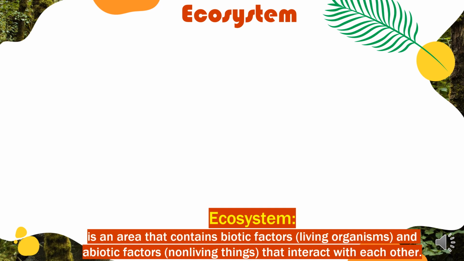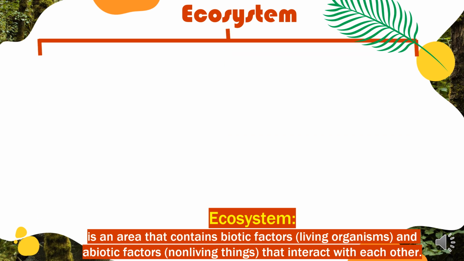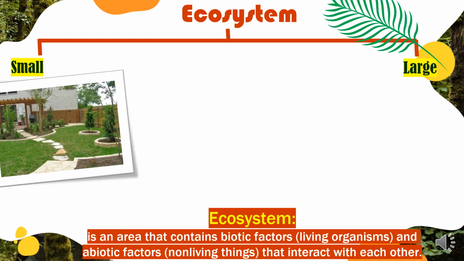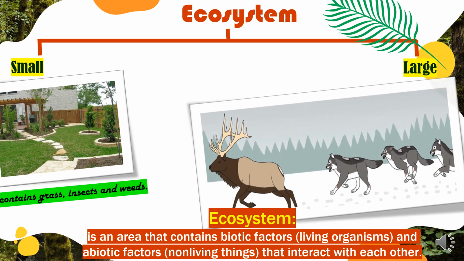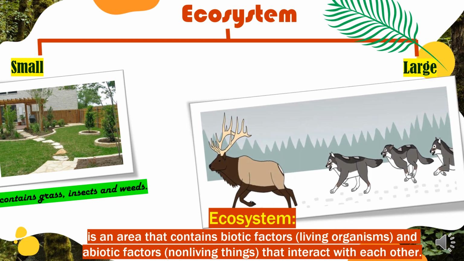Do you know what's meant by ecosystem? An ecosystem is an area that contains biotic factors, or living organisms, and abiotic factors, or non-living things, that interact or connect together. An ecosystem could be small or large. Small, like the small garden between buildings, which contains grass, insects and weeds. And we have large ecosystems such as rainforests and Arctic regions.